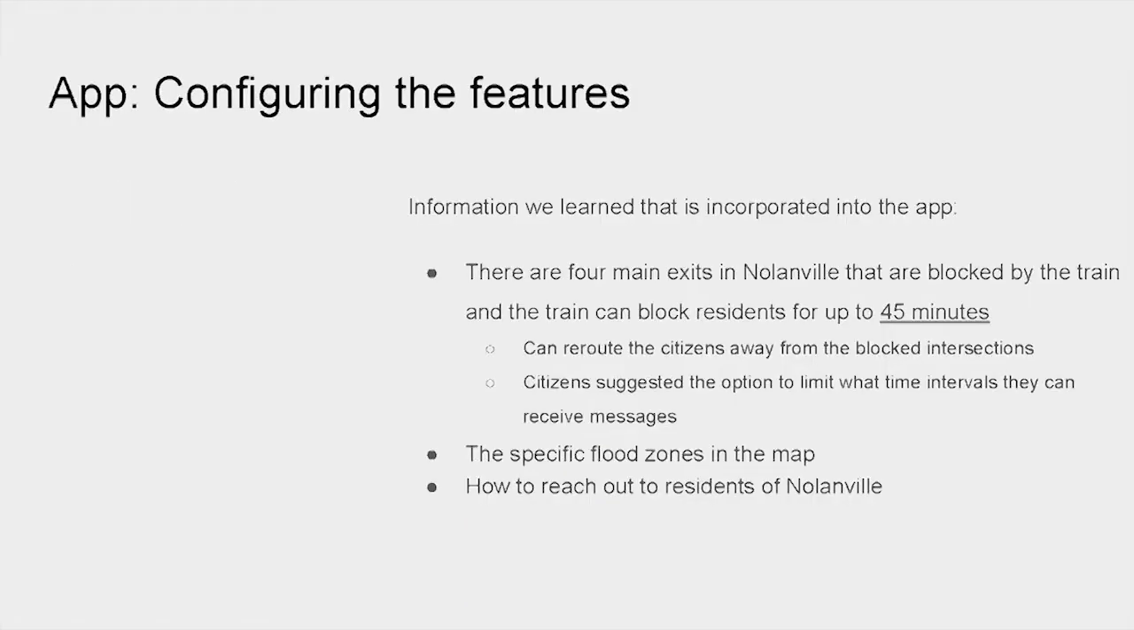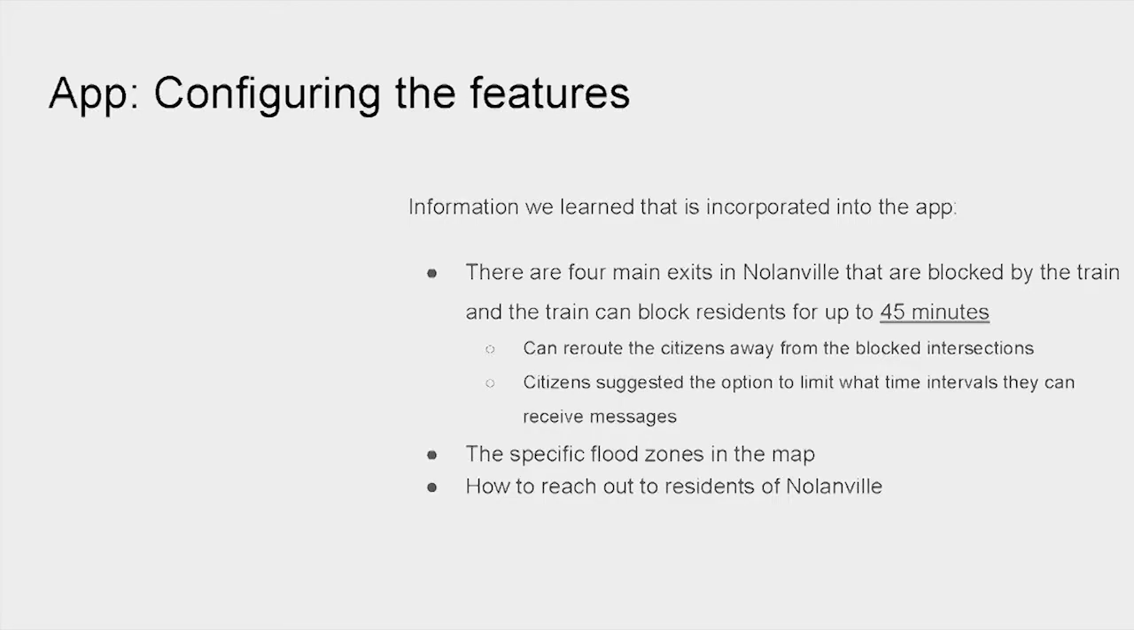During the team's independent trip to Nolanville on February 15th, we interviewed the residents of Nolanville ourselves to obtain additional information that will be instrumental in developing our app and maximizing utility. We have learned that there are 4 main exits that are blocked by trains.